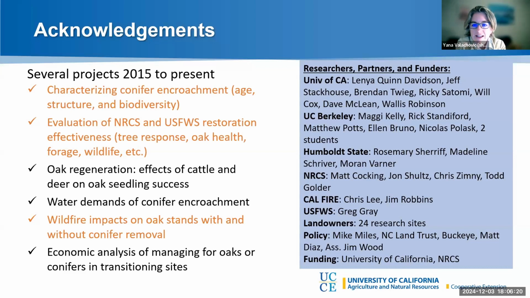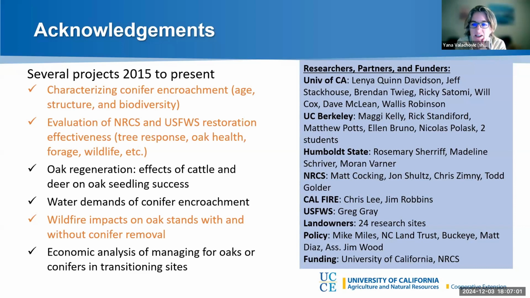What I'm going to highlight are a series of projects that we've been involved with since 2015, and it involves a whole lot of colleagues from the University of California, UC Berkeley, Humboldt State, now Cal Poly Humboldt, the Natural Resources Conservation Service, CAL FIRE, U.S. Fish and Wildlife Service, landowners, and a bunch of people on the policy front. We've got funding that came from the University of California and the Natural Resources Conservation Service. Today I'm going to talk about the ones that are in orange, but this has been a fun, almost decade now of trying to understand this oak issue.